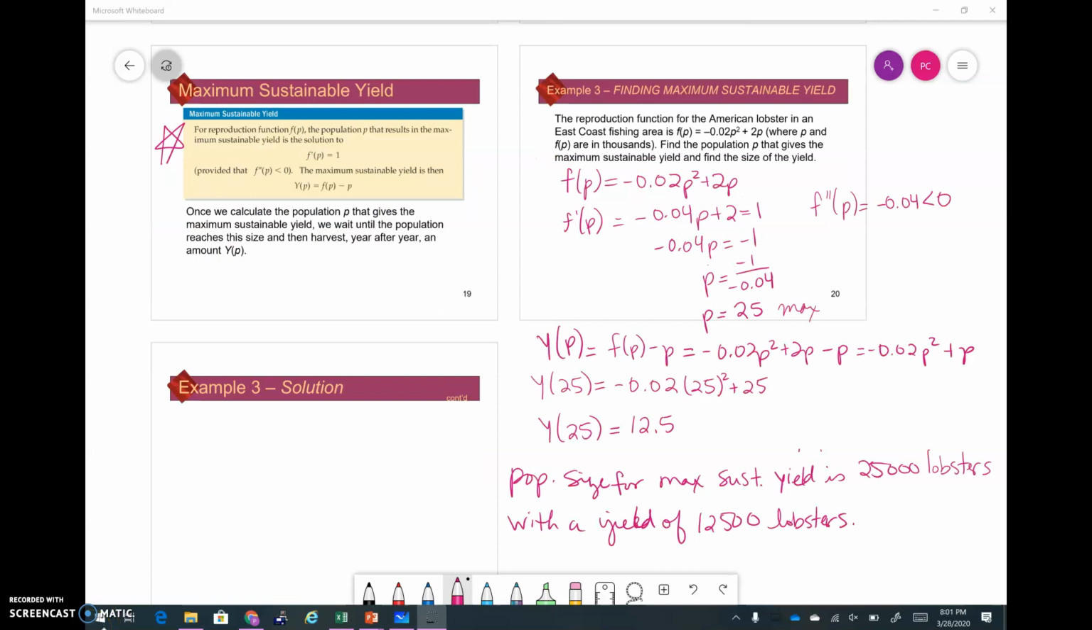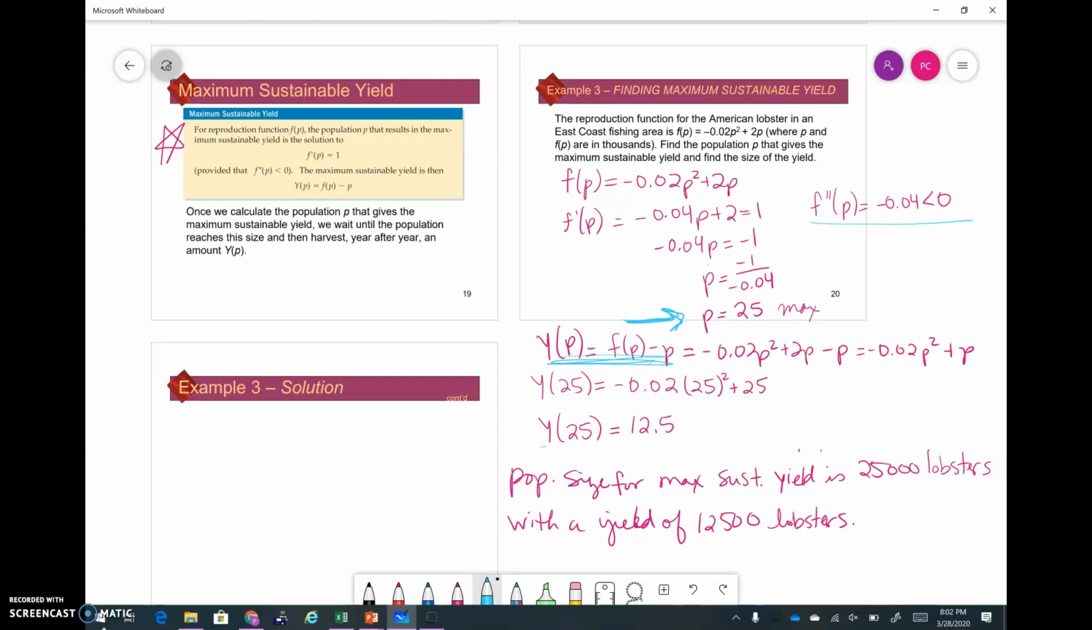All right, so if your f of p is negative 0.02 p squared plus 2p, you find that derivative and set it equal to 1, and then solve that equation, you end up with p equal to 25. Taking the second derivative gives us a negative number, so we know that we have a maximum. So that means 25,000 lobsters. If we get to a population of 25,000 lobsters and then harvest, we can plug f of p minus p into the maximum sustainable yield equation.